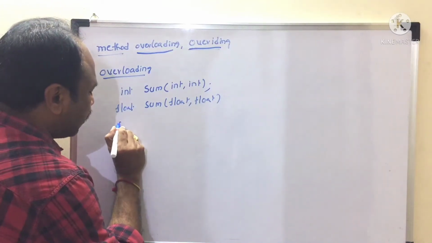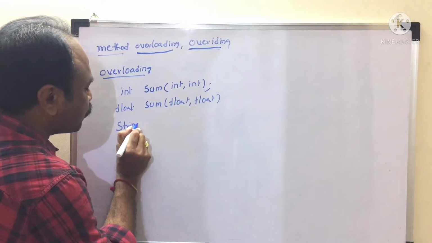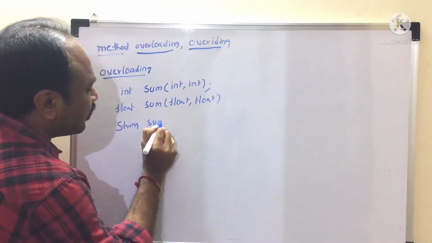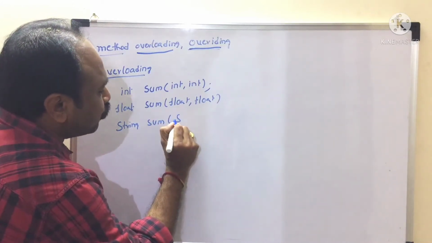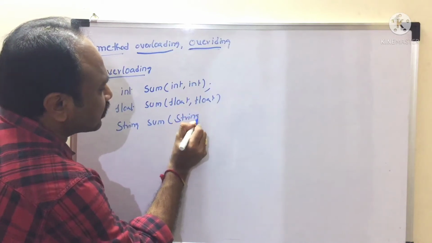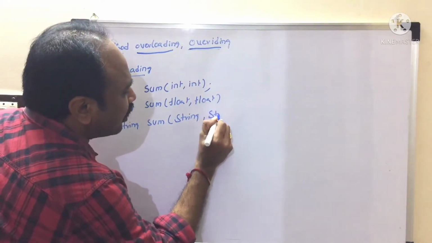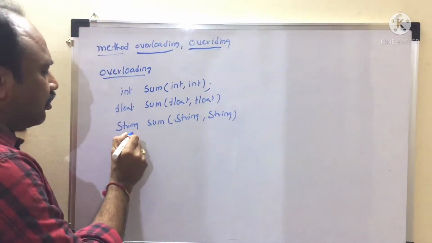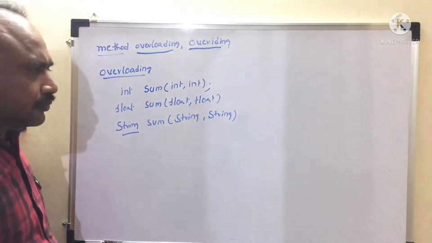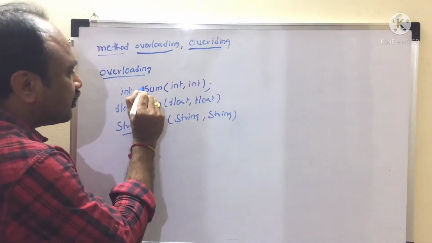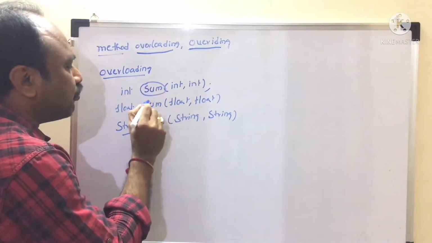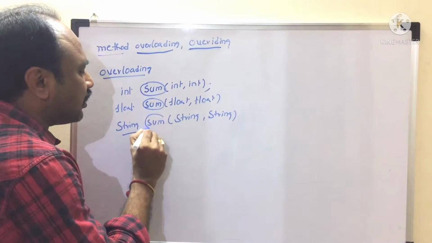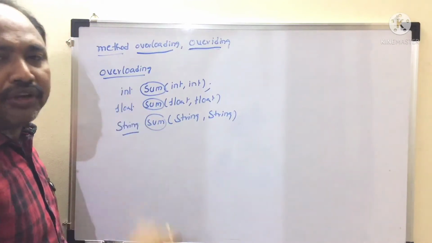In the same way, I am going to use the sum method. It is taking two strings as parameters and it has to return a string as result. In this example, a single method, sum only, has to do multiple tasks.